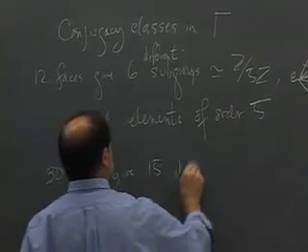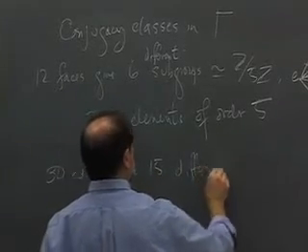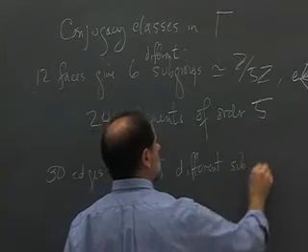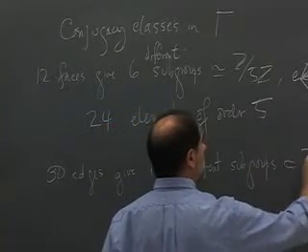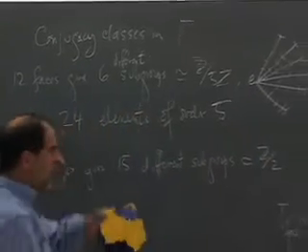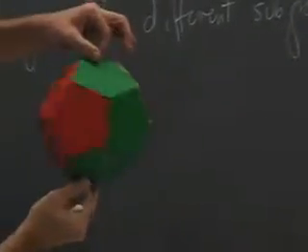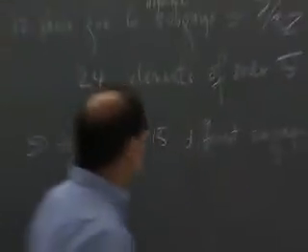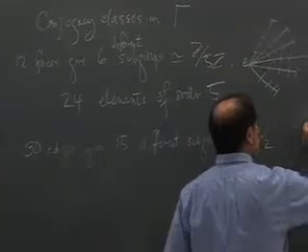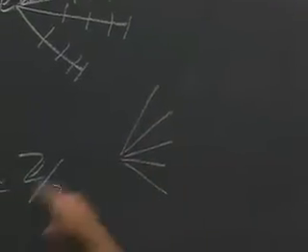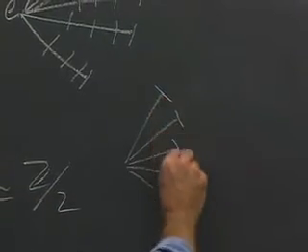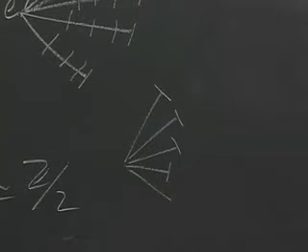15 different subgroups isomorphic to Z mod 2, because each pair of opposite edges determines the same subgroup. And again, those are distinct groups. They only intersect in the identity. In a subgroup of order 2, you only have one non-trivial element, so you get 15 elements of order 2.